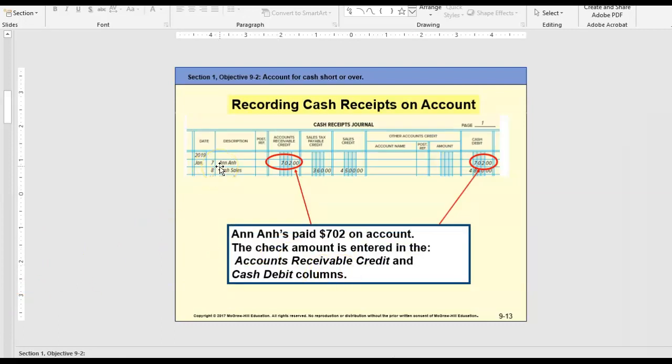Okay, so let's look at what happens next. Ann paid $702 on account. This is she paid in cash. So her accounts receivable goes down. That gets a credit, accounts receivable credit. And the cash debit goes up, 702.